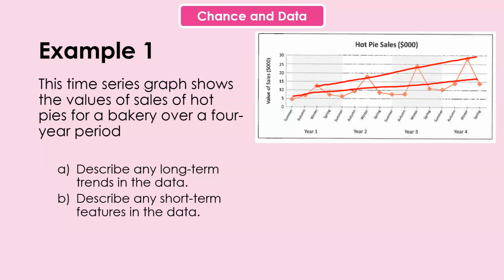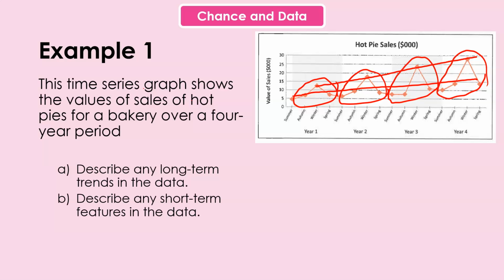Okay, so part B, describe any short-term trends. The key thing is we should look at the peaks and the troughs. We can see that there's a pattern from summer to summer. That's one cycle. We end up with another cycle there, one from there to there, and one to there and there. It's easy with years where it's broken into quarters. We can break it into seasons and we'll see a cycle. So the values of hot pie sales are high in winter and low in summer.